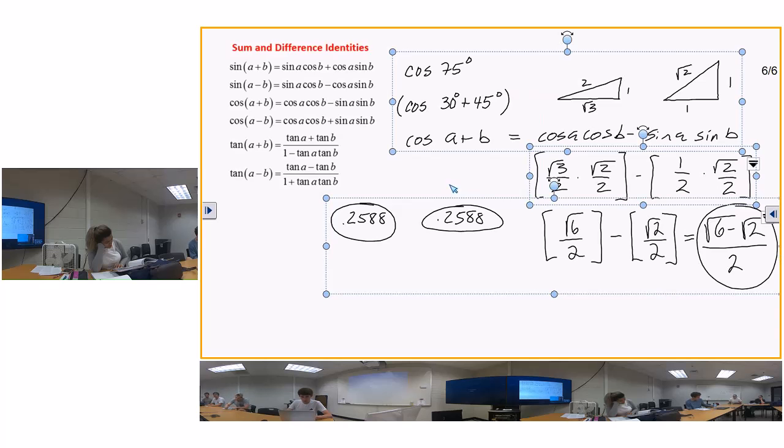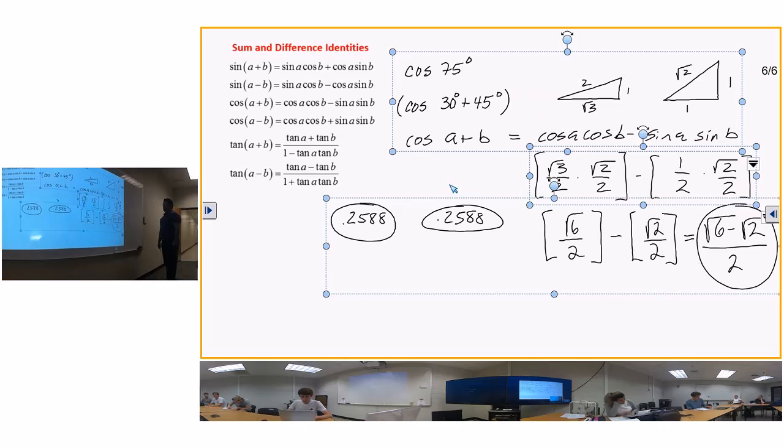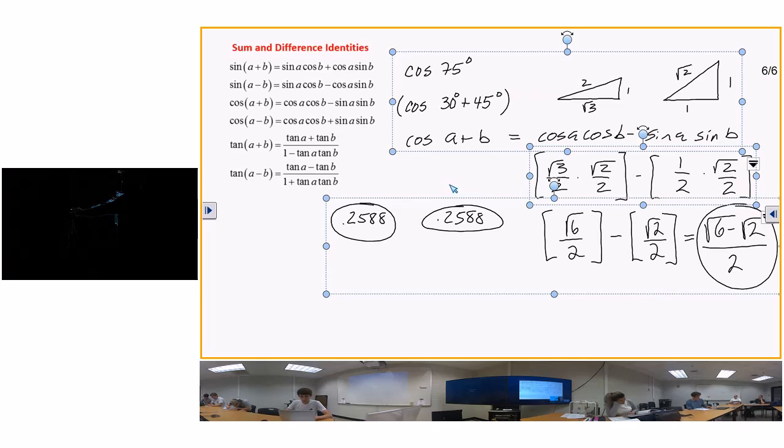Square root of 6 minus square root of 2 over 2. Okay. Yeah, unless they tell you to do approximate. Remember, this is approximate because you did it on the calculator. And this is what? Exact.